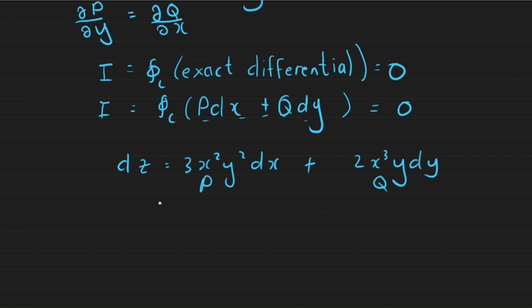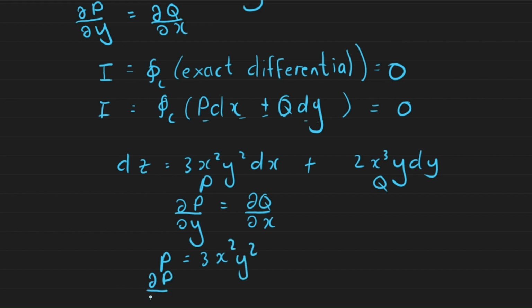So if this is an exact differential, it means that the derivative of P with respect to y should equal the derivative of Q with respect to x. So let's do that. So P is equal to 3x squared y squared. If we differentiate this with respect to y, then we find that it's equal to just 6x squared y.